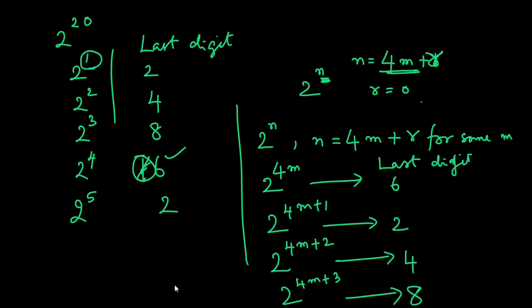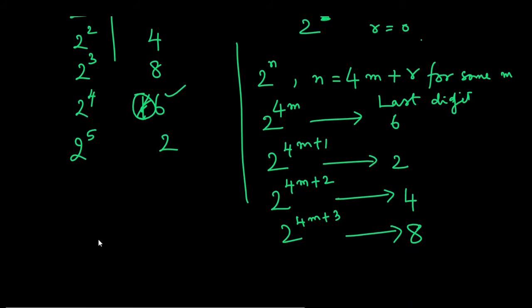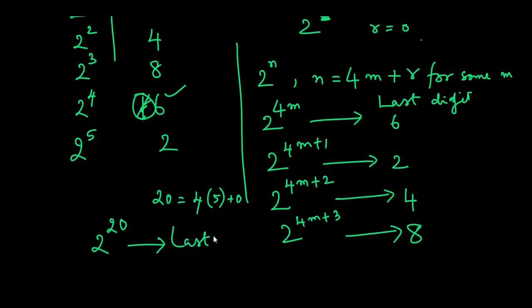So what we are given is 2 power 20. 20 can be written as 4 into 5 plus 0. The remainder is 0 here. So 2 power 20 has last digit 6. So it is in this form. So the last digit is 6.